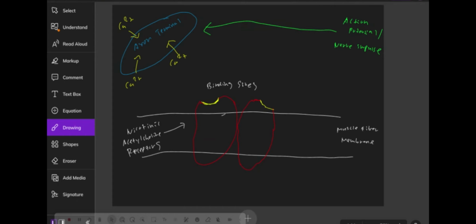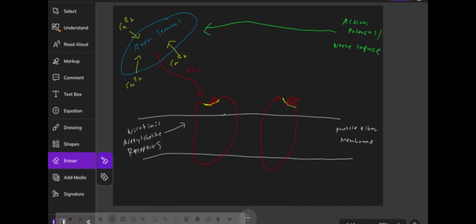And then the influx of calcium ions causes acetylcholine to travel from the axon terminal to these receptor proteins and bind to the binding site. So acetylcholine is going to be released into the synaptic cleft. So acetylcholine, or ACH.